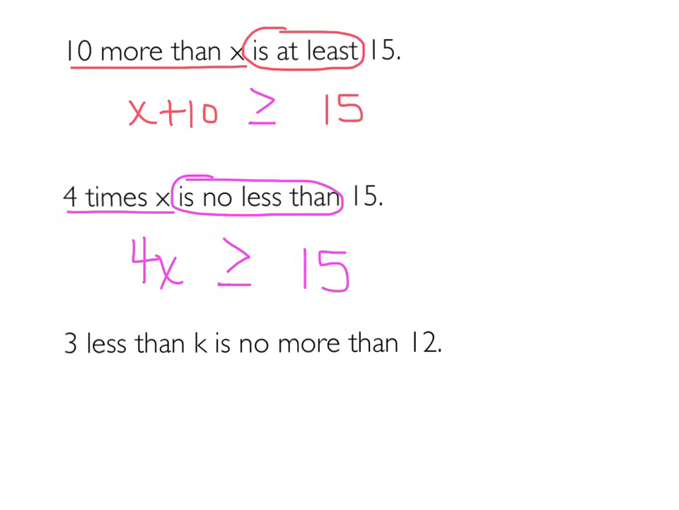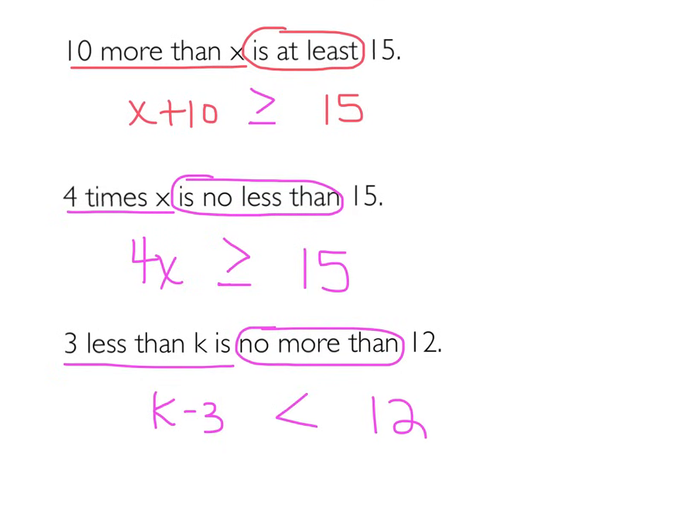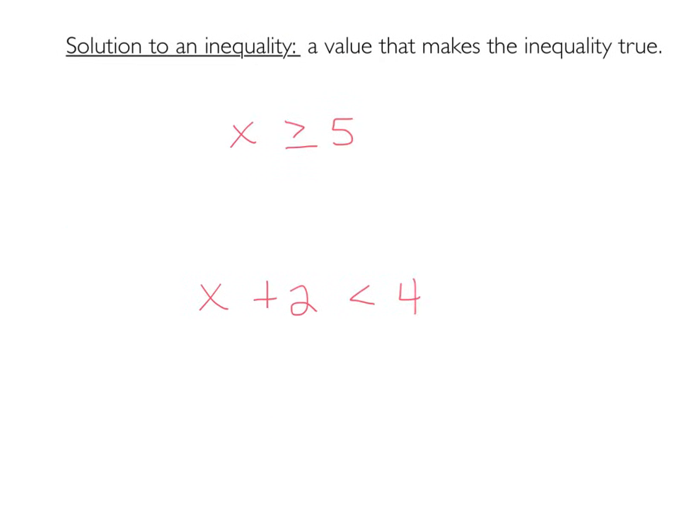Okay, and then the last one, 3 less than k. So I'll do k minus 3 is no more than 12. If it's not more than 12, it has to be less than 12. Okay, it could be equal to 12 too. So no more than would be, well, it has to be less than. Okay, there we go. All right, the next thing we're going to cover are solutions to inequalities.